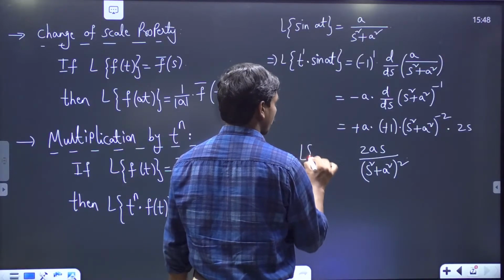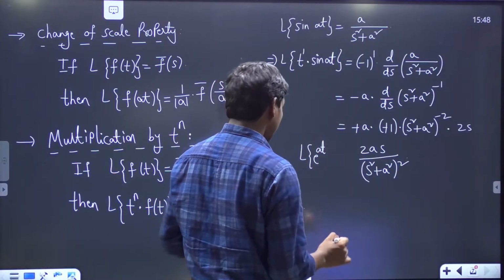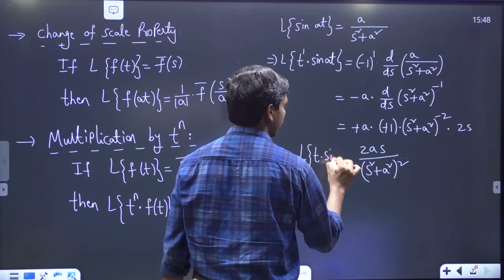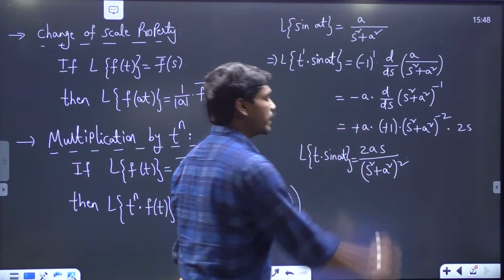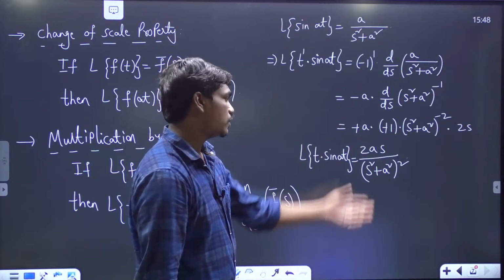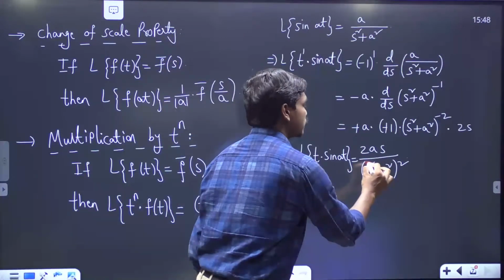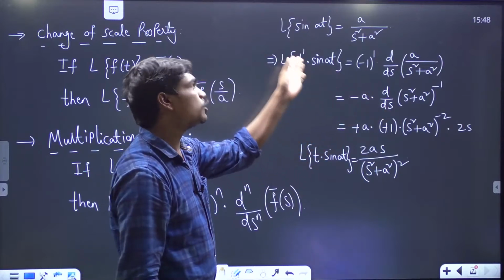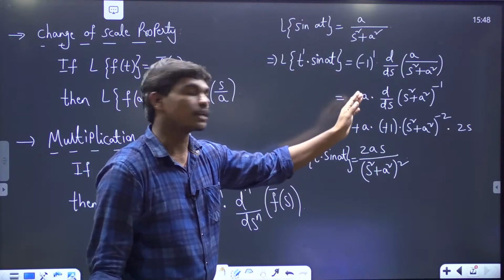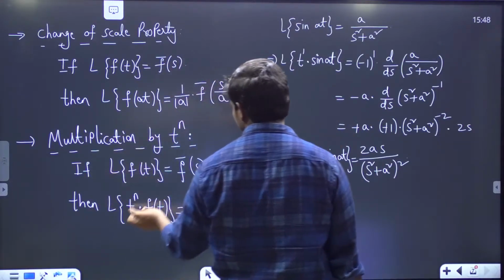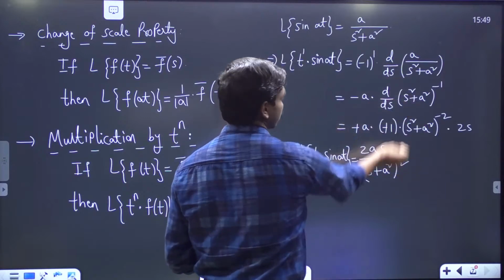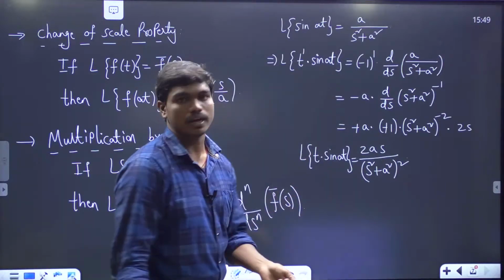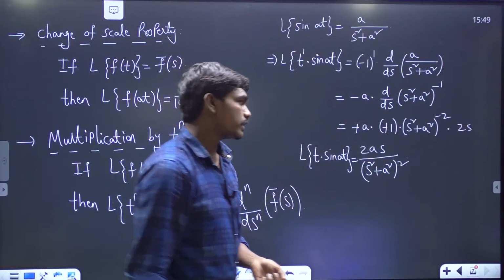So Laplace of e power at into t into sin at. This is what we have here, 2as divided by s square plus a square whole square. Generally, practically applying the definition, integral 0 to infinity e power minus st into t into sin at dt, is difficult to calculate. So when you have this multiplication by t power n formulation, you can apply it right away and differentiate the function once to get the answer. Just going with the definition takes a lot of time to evaluate. Okay, so clear to all of you?